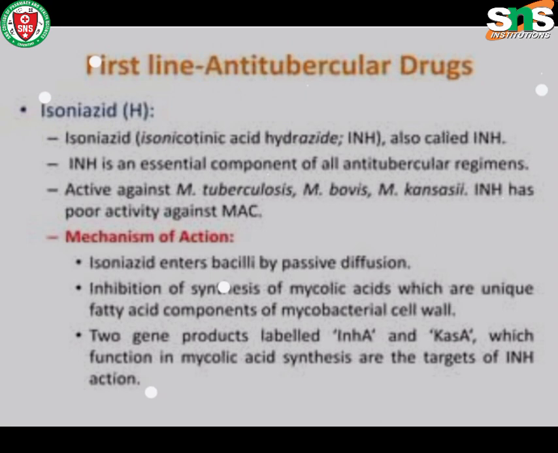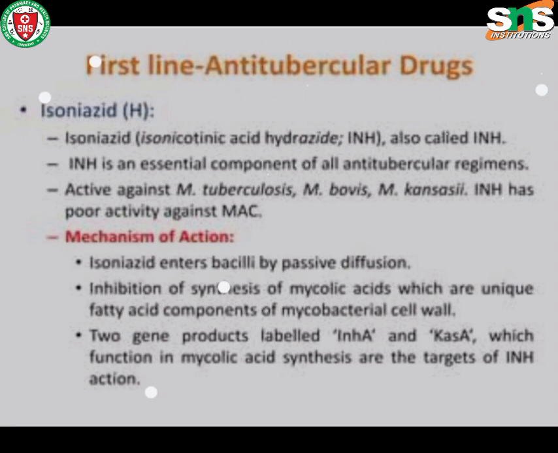Then antibiotics: moxifloxacin 400 mg IV BD, levofloxacin 100 mg IV BD, ceftriaxone 1 gram IV BD. So these are the first line of drugs. The first line of drugs may be continued until after 6 months.